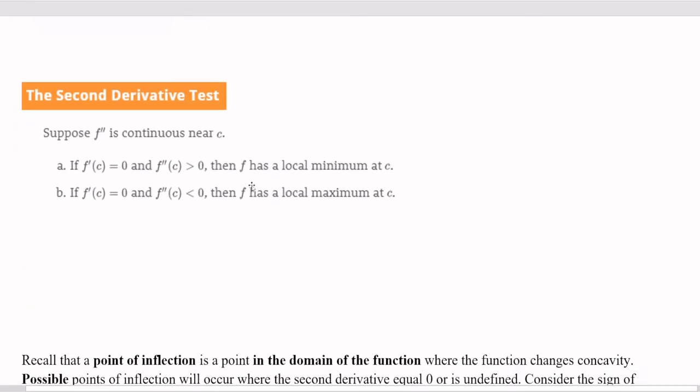All right, so we have another test called the second derivative test, and it is just a melding of the previous two. It's not a new thing. And again, what am I going to tell you to do? Draw a picture. So suppose the second derivative is continuous near C. Okay? So then if the first derivative is 0, aka we're at a critical number, and the second derivative is positive, we have a minimum.